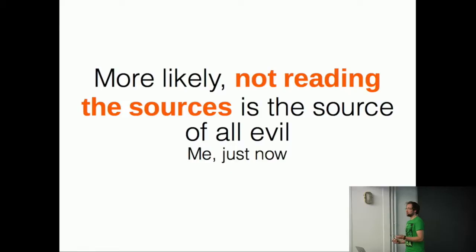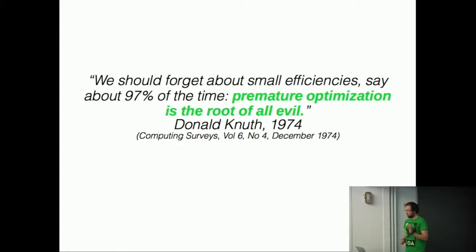So at that point, some people might be like, hold up, Toby, isn't that the root of all evil? Like I heard that somewhere, premature optimization, root of all evil, rings a bell, right? So for me, it's more like not reading the sources is the source of all evil, because that thing was actually said, that's true. We should forget about small efficiencies, say about 97% of the time. Premature optimization is the root of all evil. Donald Knuth, one of the grandfathers of computing, in 1974.